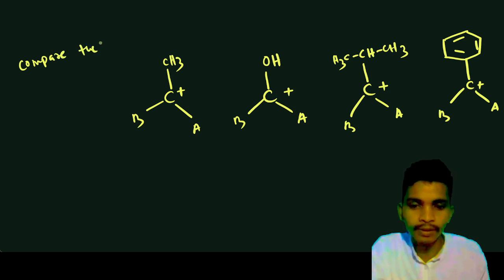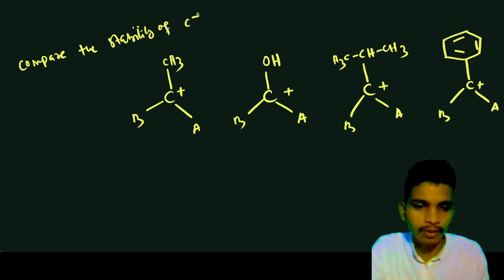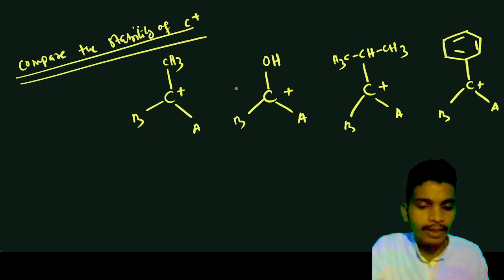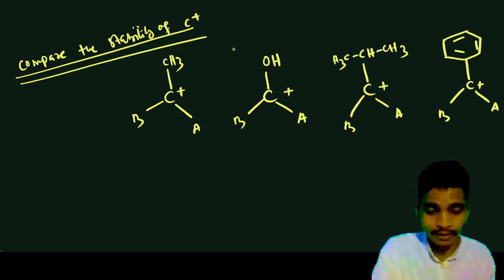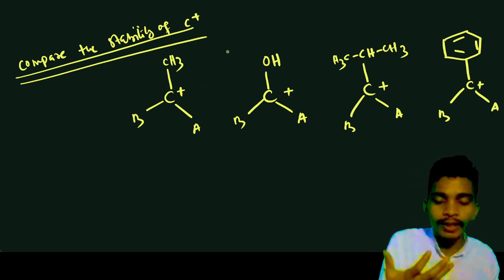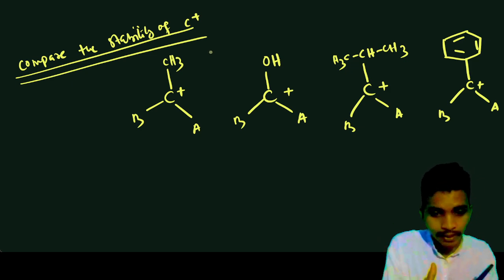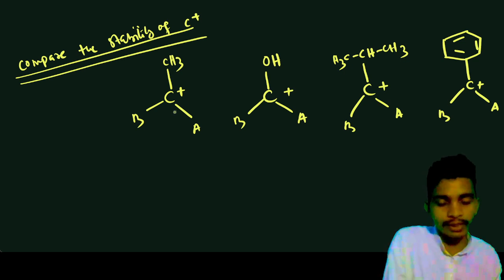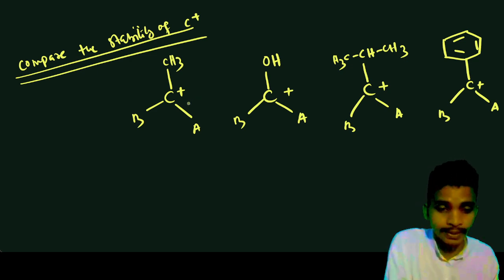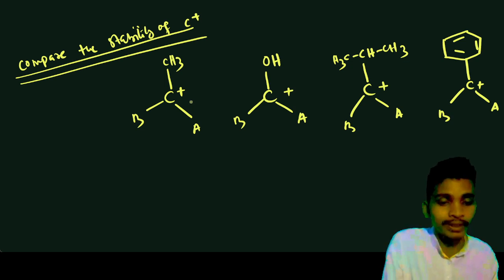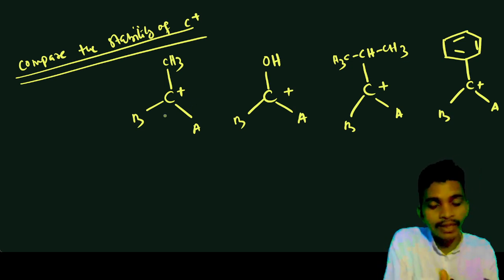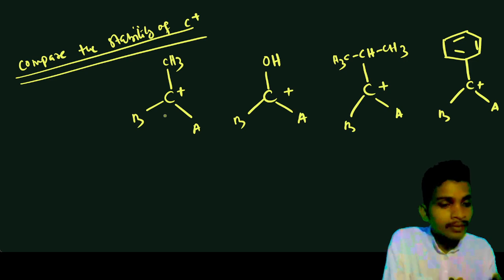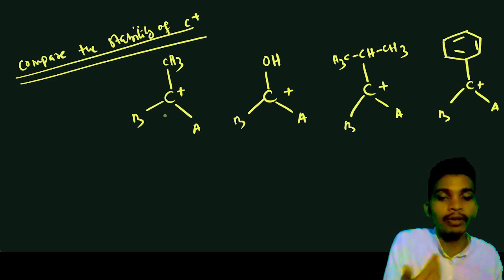Remember that a carbocation has a vacant p orbital and needs two more electrons to complete its octet. It will stabilize when it gets electrons, and the more electrons it gets, the more stable it will be. So it depends on where it is getting more electrons. In that case, the carbocation will get more stabilized.